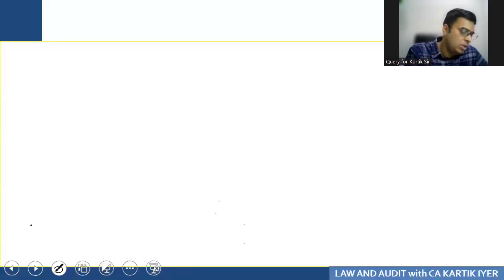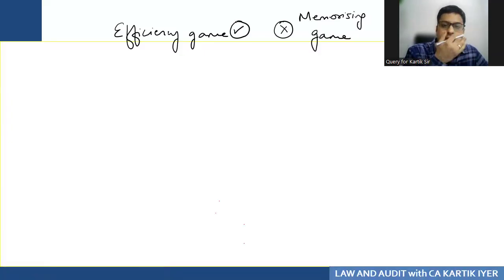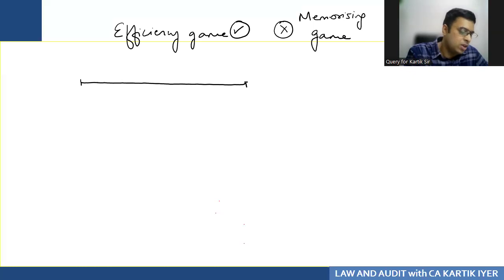Understand. See, you guys are into something called an efficiency game and not something called a memorizing game. तुम लोग यहाँ पे एफिशिएंसी गेम खेल रहे हो, मेमोराइजिंग गेम नहीं खेल रहे हो. एफिशिएंसी गेम का मतलब क्या है? Understand. Suppose management administration, chapter of Company Law, chapter 7.